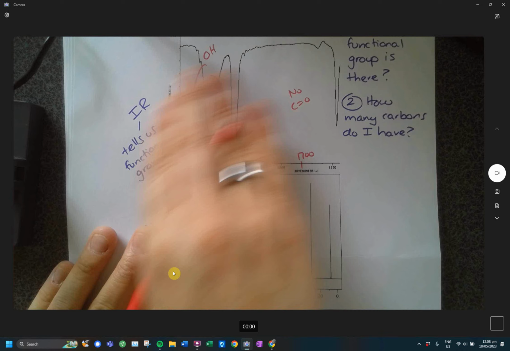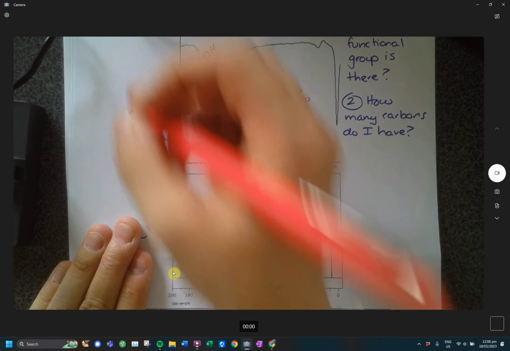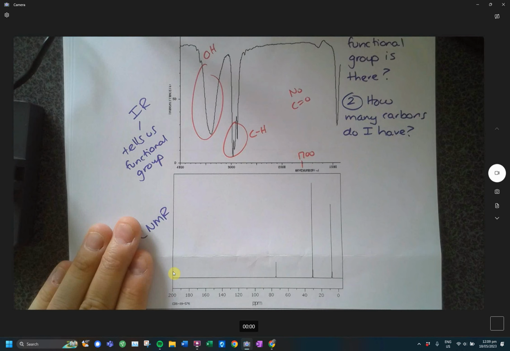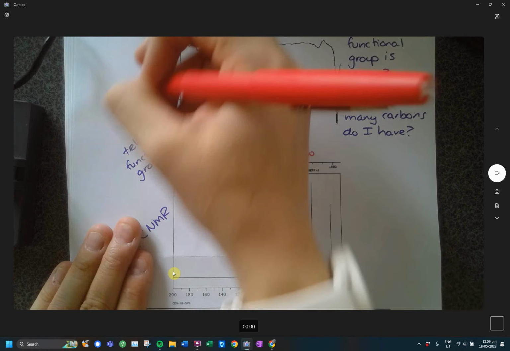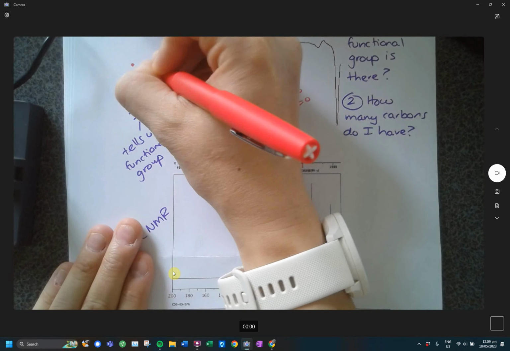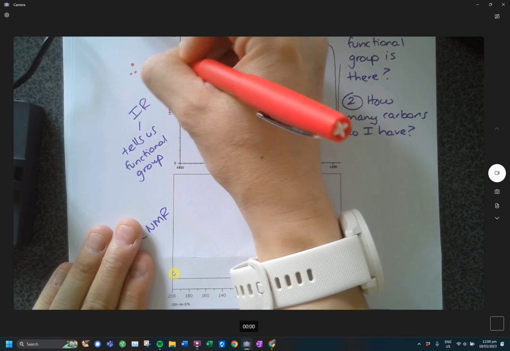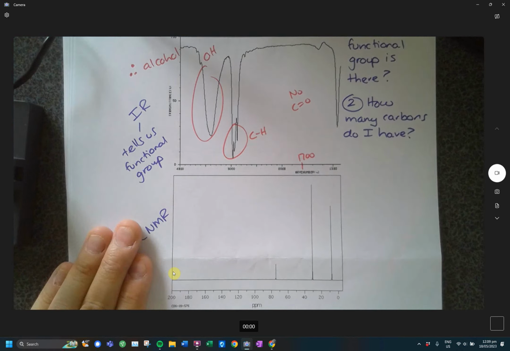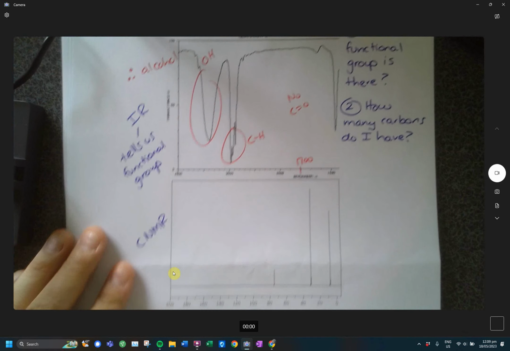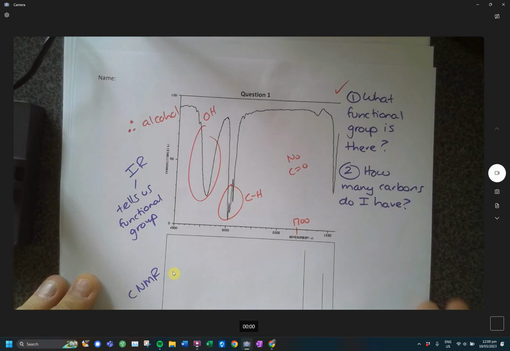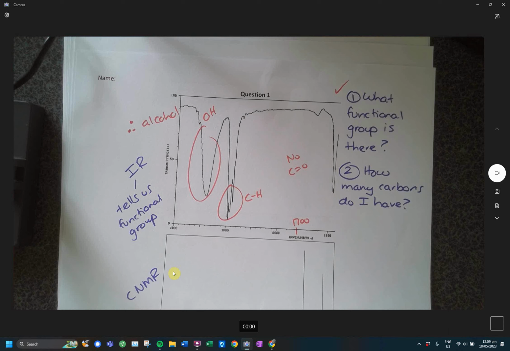So this first question, number 1, I know that my molecule, whatever it is, has to have an alcohol. So therefore, alcohol from all that information. So we figured out the first question: what functional group is there? And then tomorrow I'll talk about how to figure out how many carbons are there.